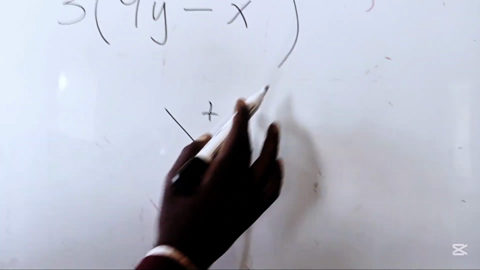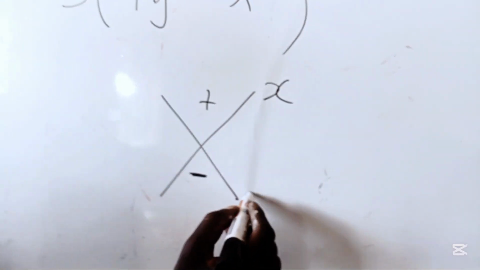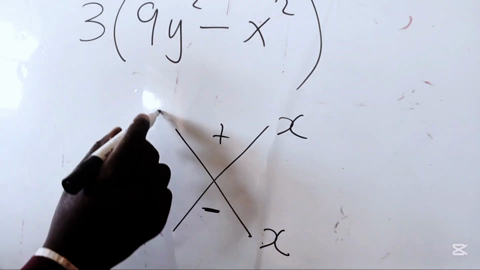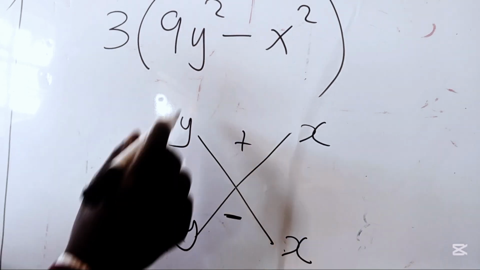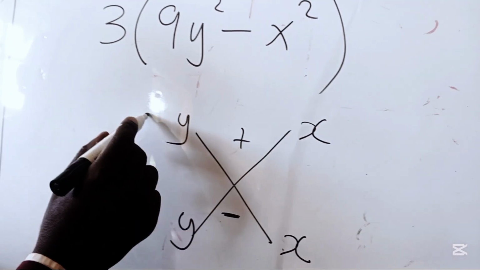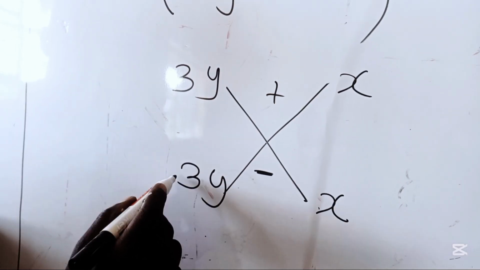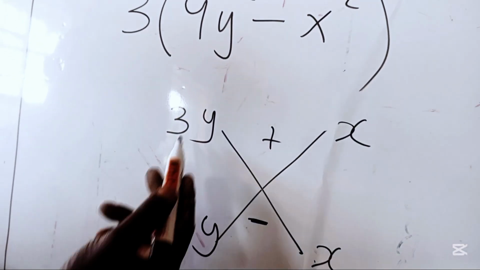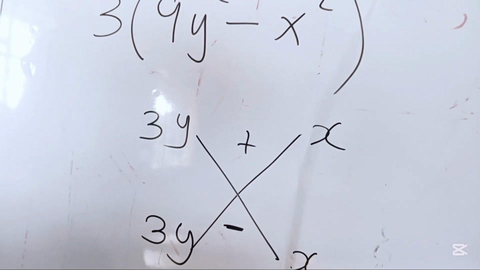Which letter did they multiply by itself to get x squared? It is x. Is it true that x times x is x squared? Yes. Again, is it true that y times y is y squared? Which number should I multiply by itself to get 9? It is 3. Is it true that 3 times 3 is equal to 9? Yes. So 3y times 3y is equal to 9y squared.